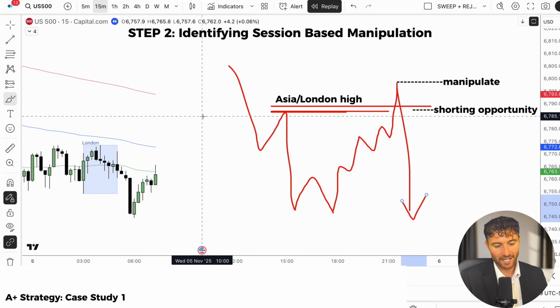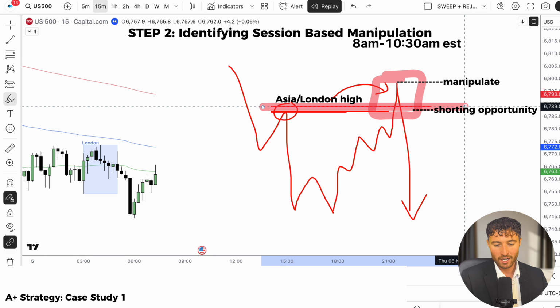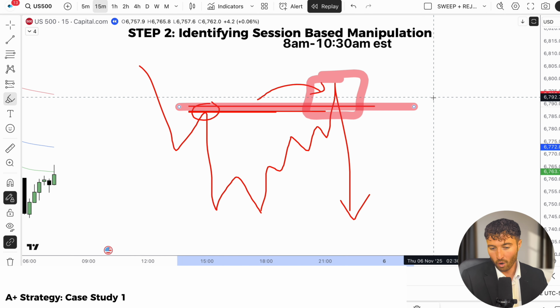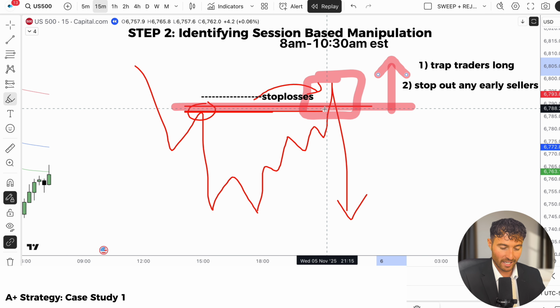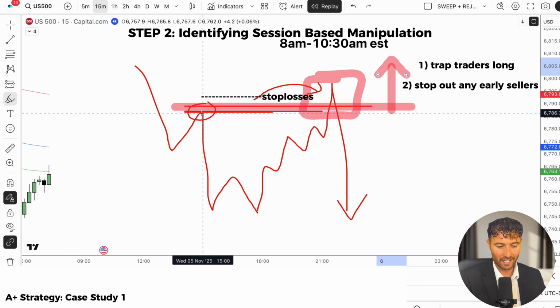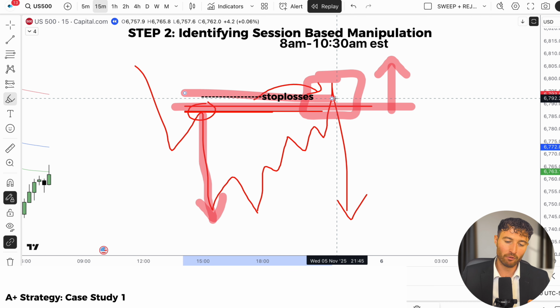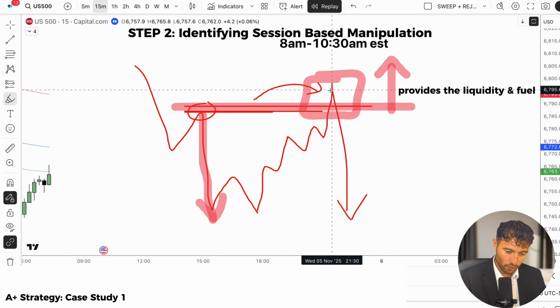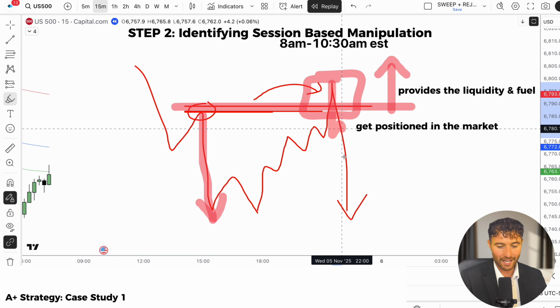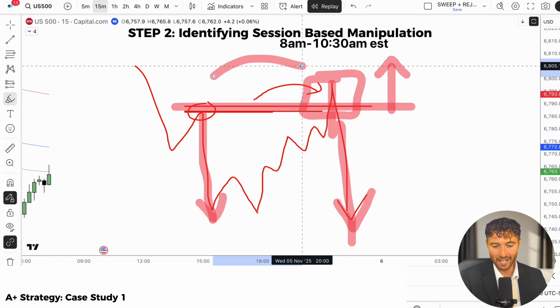And so let's say that we're trading a New York session, right? This is between 8 a.m. and 10:30 a.m. Eastern. And what this is going to do is it's going to do two things. Number one, this is going to trap traders long into this market, thinking that this is a breakout to the upside. And this is also going to stop out any early sellers, right? Because if you're short in, let's say, the Asia session, well, you're going to have a stop loss resting above the Asia high or above the London high. And so what this will do is it's going to stop them out. And this is what provides the liquidity and fuel for the bigger players to actually move the market in the intended direction. And so this is really what a session-based manipulation is in a nutshell.